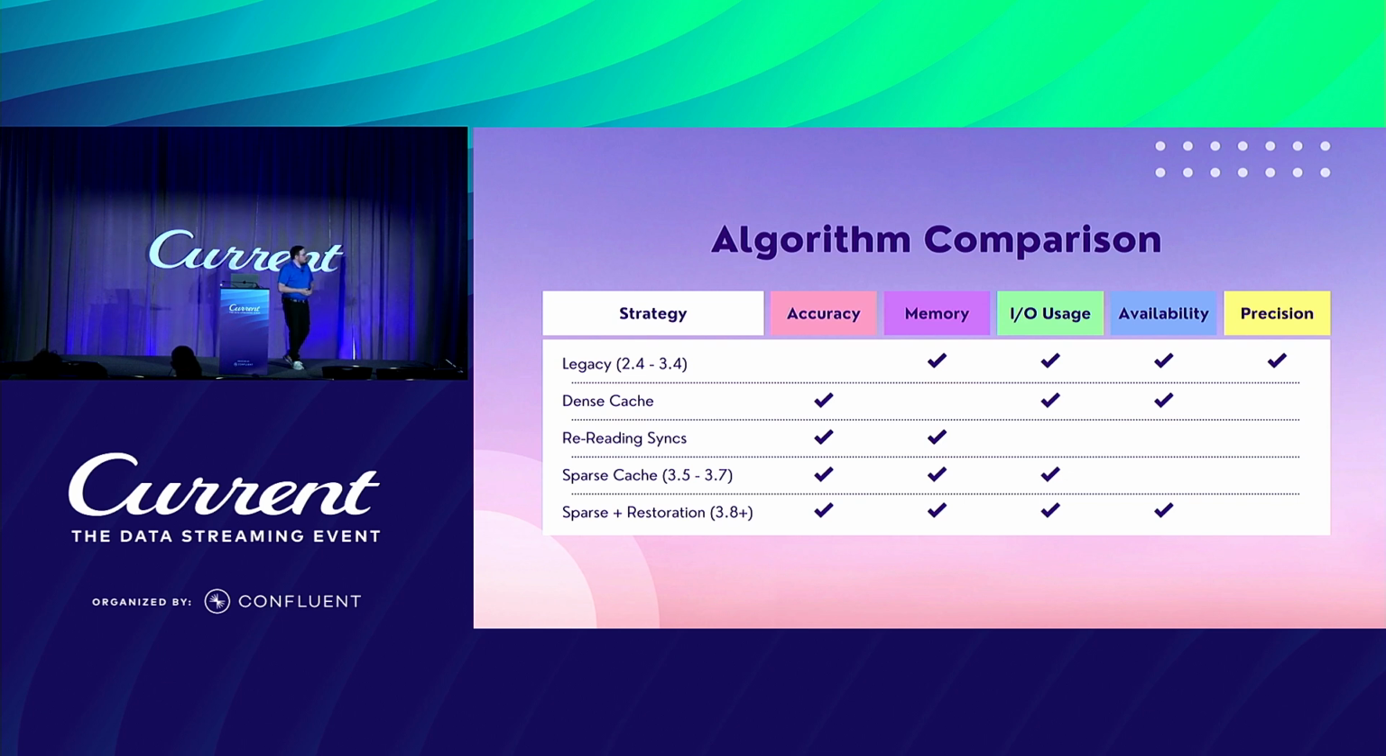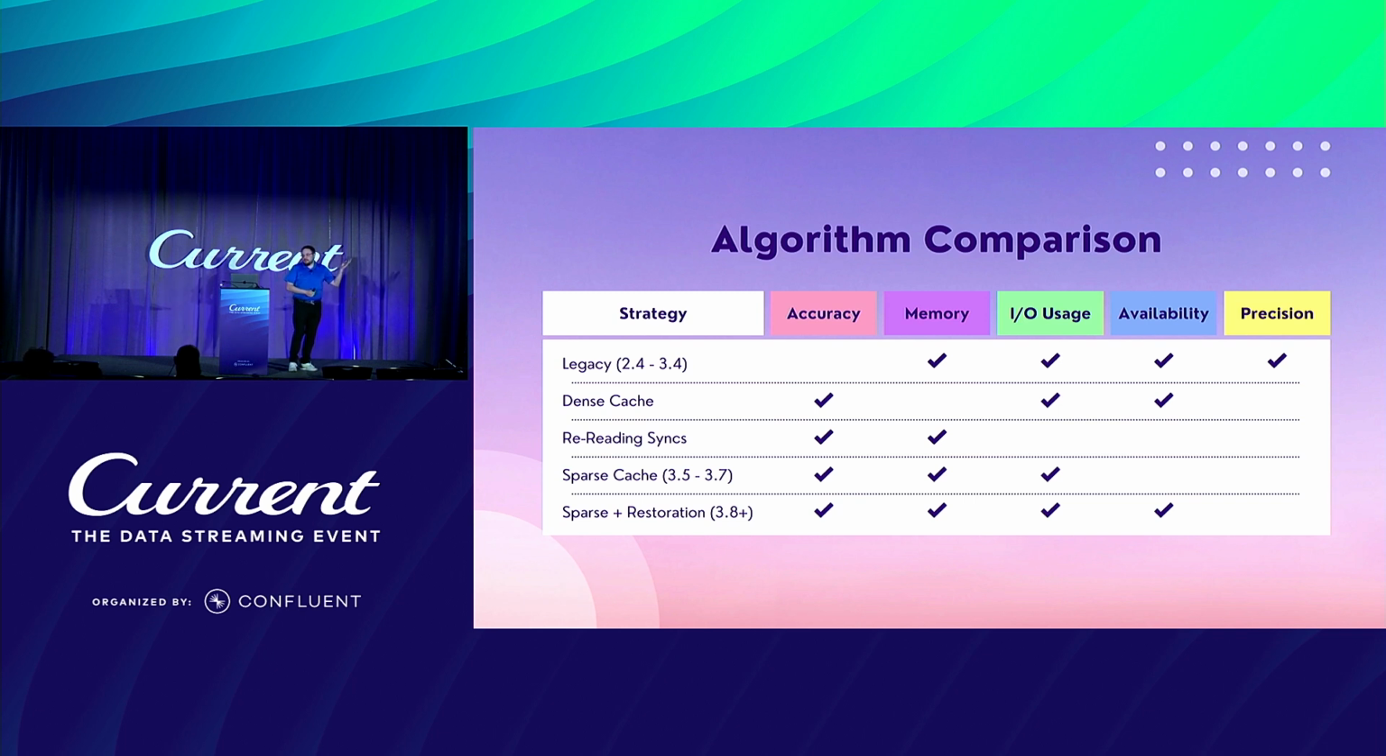If we implement the sparse cache from versions 3.5 through 3.7, we get the memory and I/O usage, but we have lost availability because there are portions of the topic that we can't do translation for. And finally, if we have the sparse cache plus the restoration strategy that we implemented in 3.8, we get our availability back because you're able to translate stuff that's very old in the offset syncs topic.